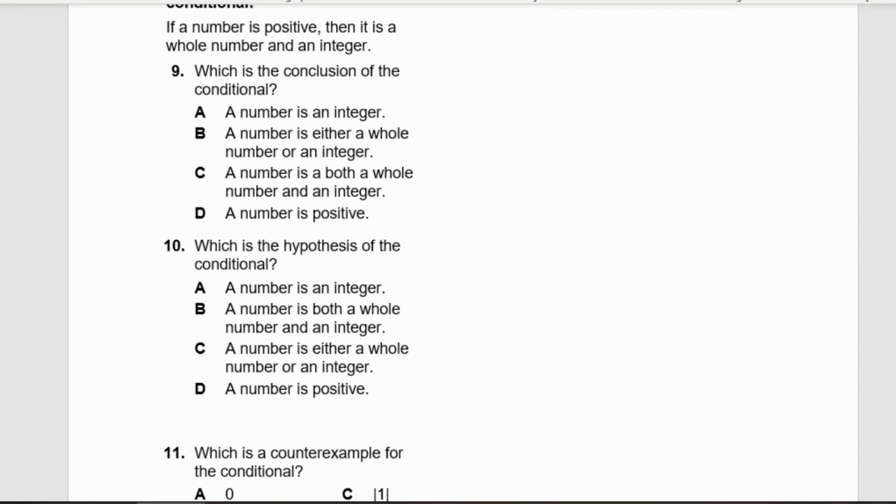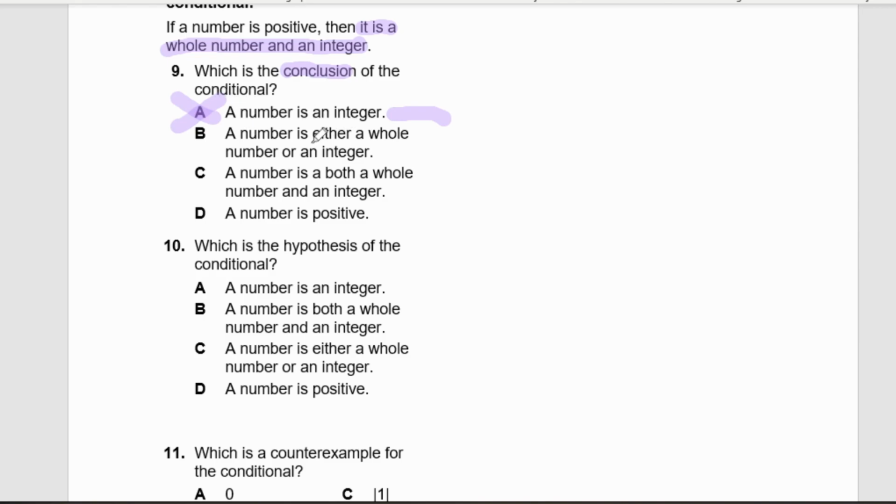All right, so for this set of problems, we need to use the conditional that they've given us and solve for 9, 10, and 11. And number 9 says, which is the conclusion of the conditional? So we're going to start up here. Anything from if to then is the hypothesis, and everything after then is the conclusion. So we just need to see which one of these options says a number is a whole number and an integer. And is inclusive. It must be both a whole number and an integer. So this one isn't inclusive. We're missing the whole number part. So we're not doing A.